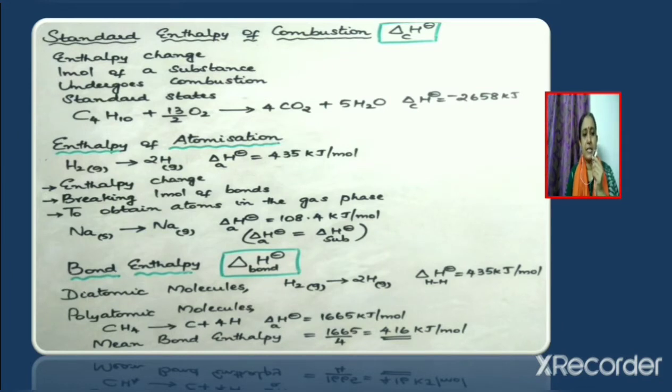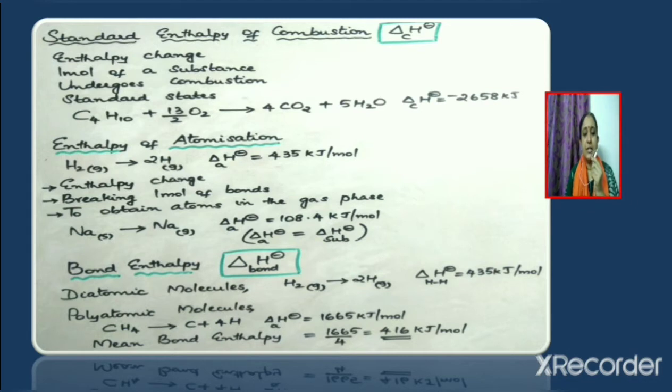Standard enthalpy of combustion. It is denoted as delta H naught C. What is standard enthalpy of combustion? It is the enthalpy change accompanying the combustion of 1 mole of a substance in the standard state. For example, consider the combustion of butane. C4H10 + 13/2 O2 gives 4CO2 + 5H2O. And the enthalpy of combustion is found to be -2658 kJ/mol. So this much energy will be released when 1 mole of butane undergoes combustion.